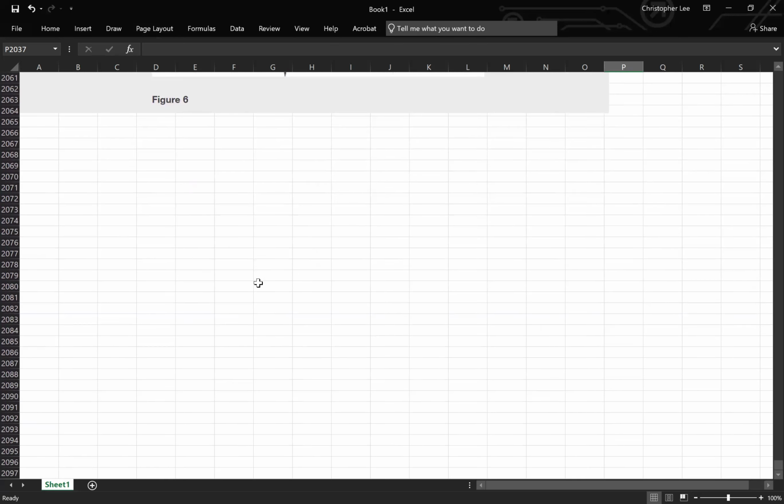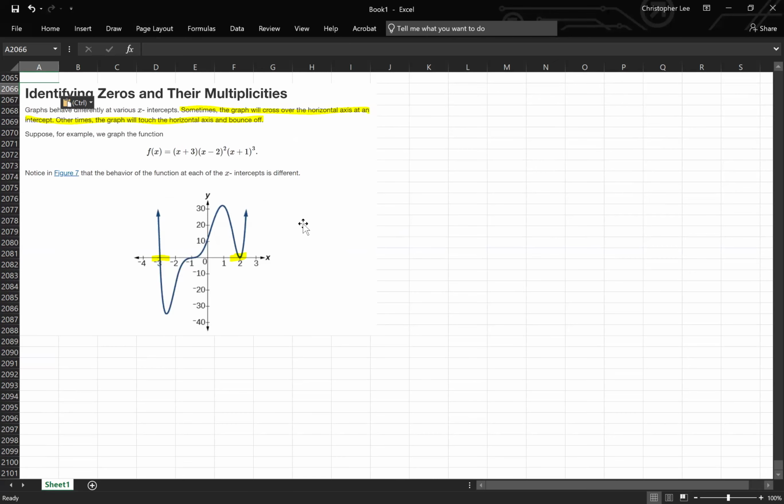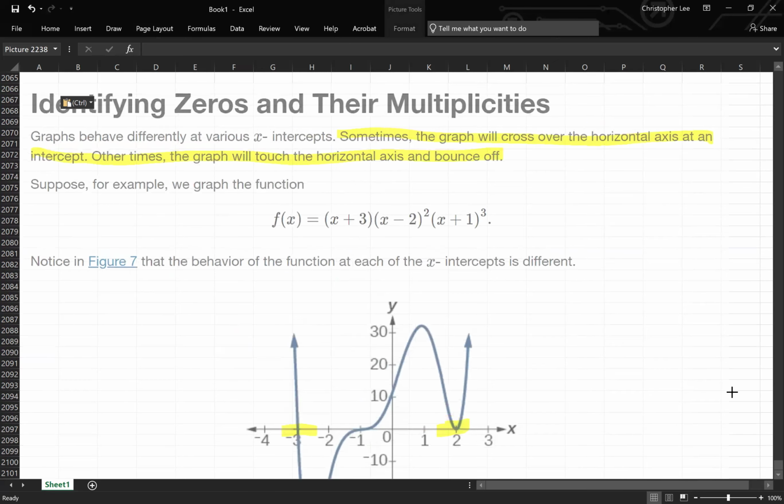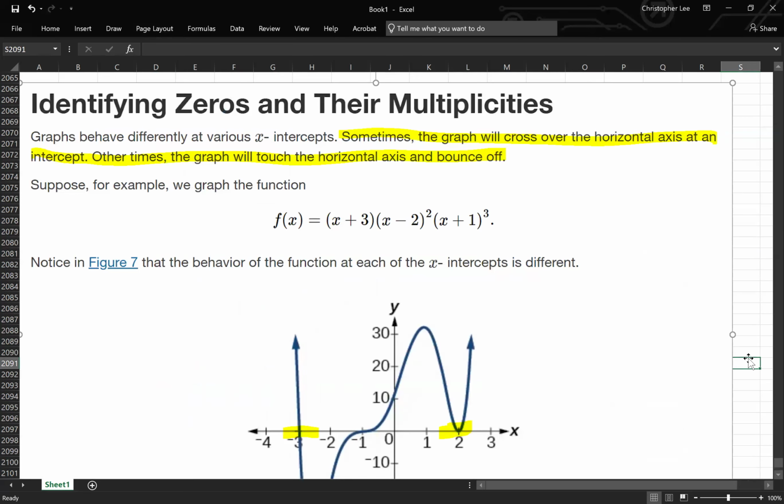All right. Y'all get the idea with the calculator. So I'm going to move on to another topic: identifying zeros and their multiplicities. So we saw this before. You heard me mention that word before, multiplicity, right?